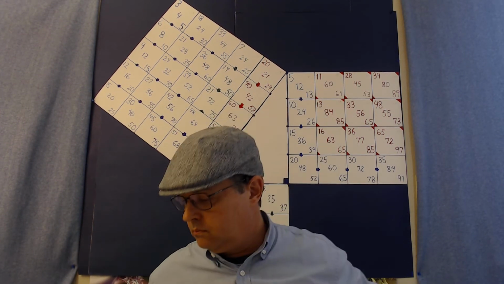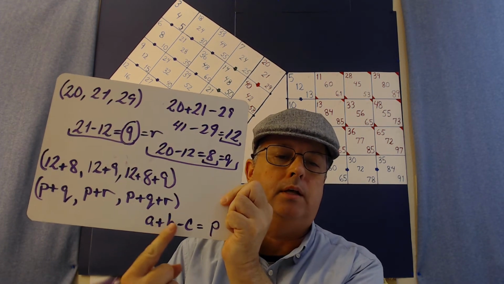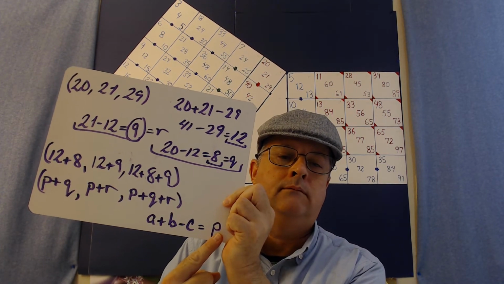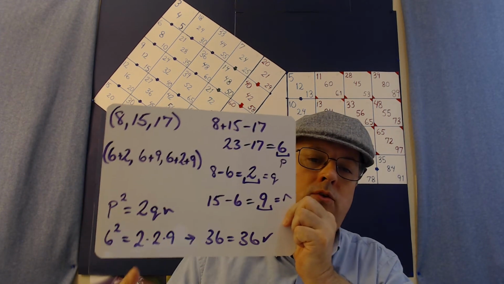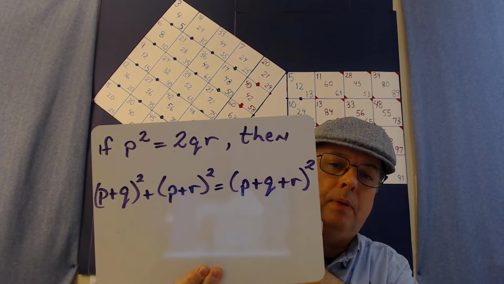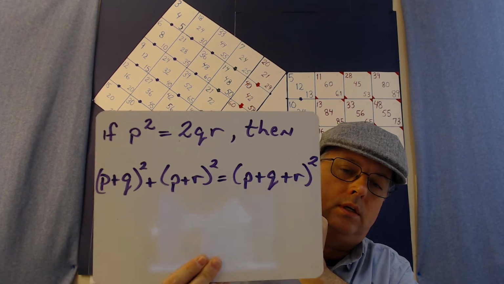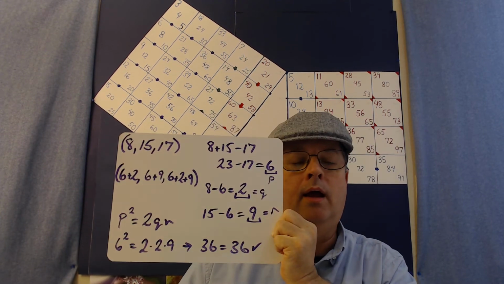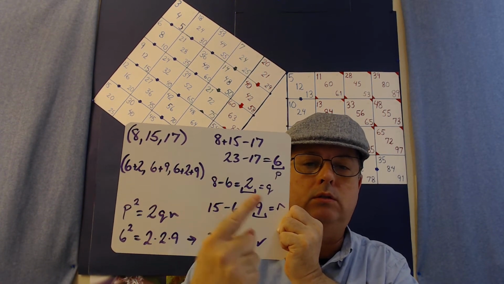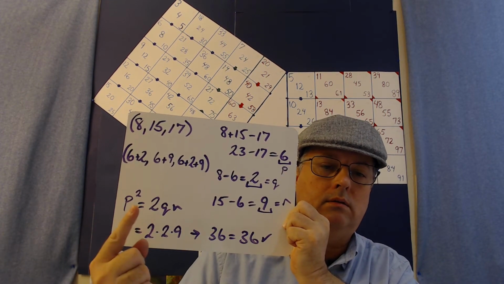If we take this, this is our way of finding the p value, a plus b minus c, and then we can find the q value and the r value from that. And so this condition that we have here, that p squared must be equal to 2qr for this expansion to work. And so here was one of our choosings for p, q, and r, and it fits that condition.